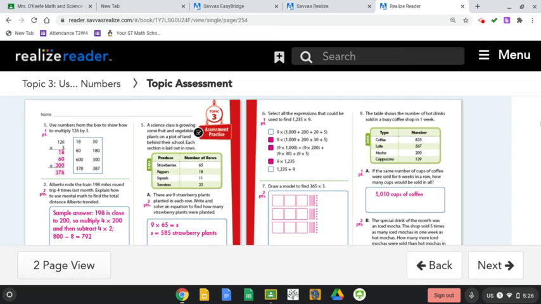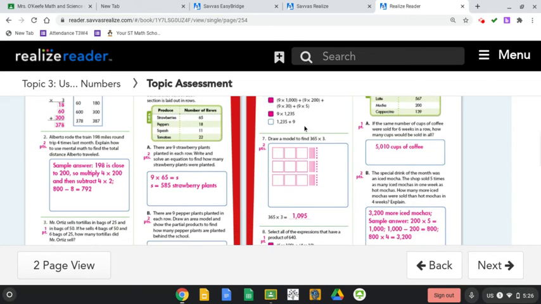Question number 7 says draw a model. Here they use an array. You can absolutely have drawn an area model. So you would draw a square, break it up into 3 parts, 3 on the outside, 300 on the top, 60 on the top, 5 with its partial product. And then obviously multiplying it correctly, 1,095.